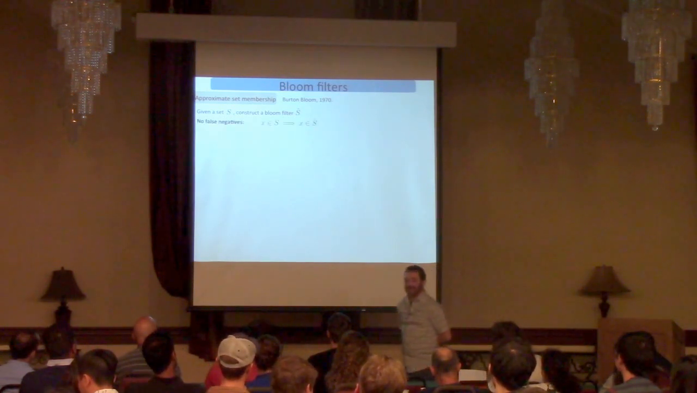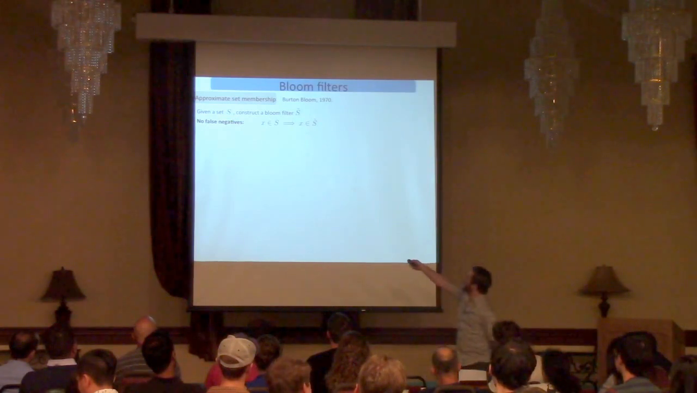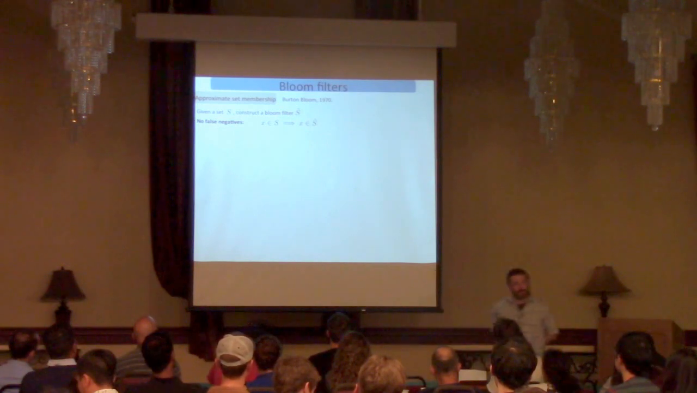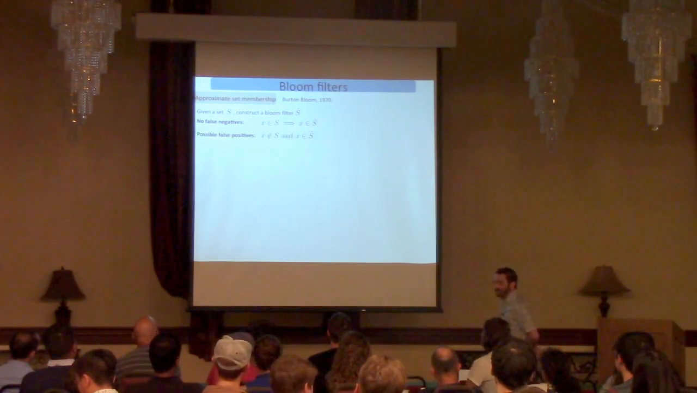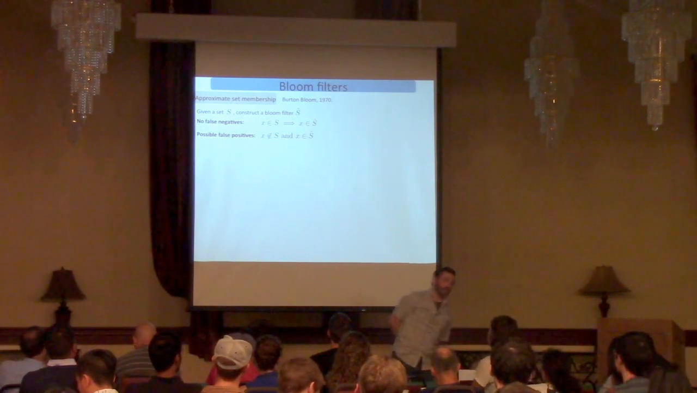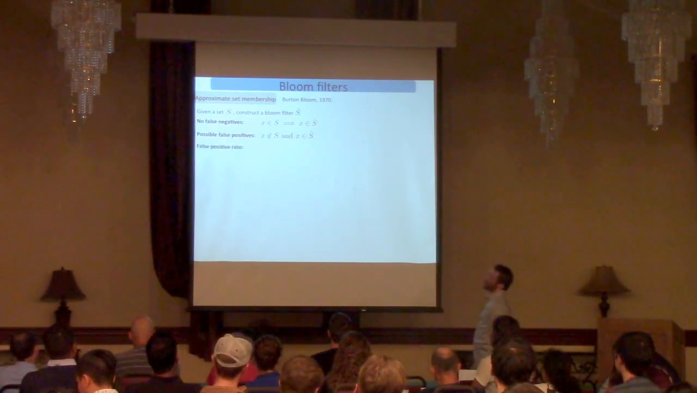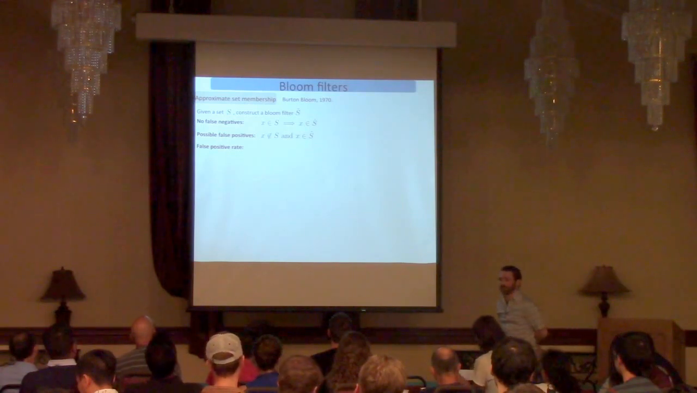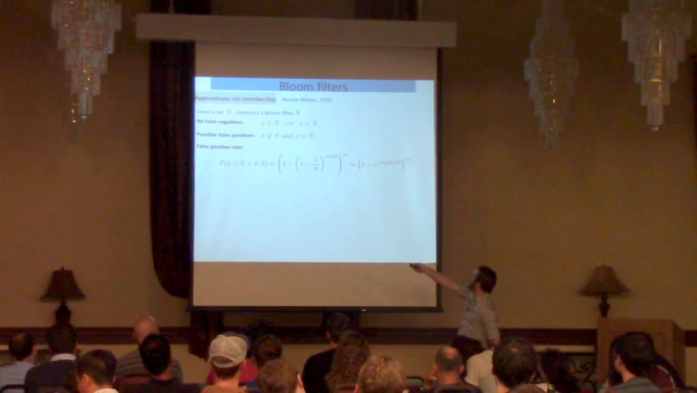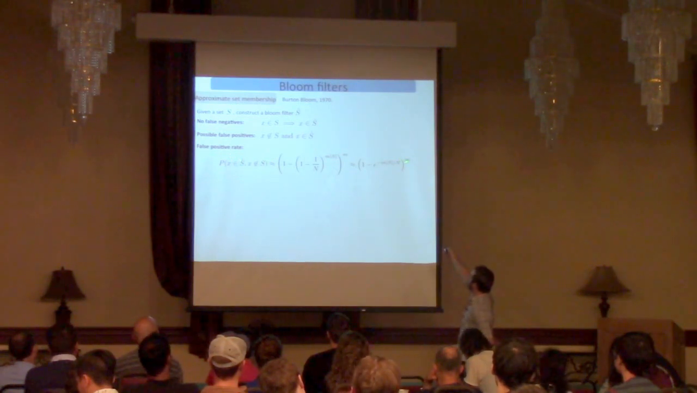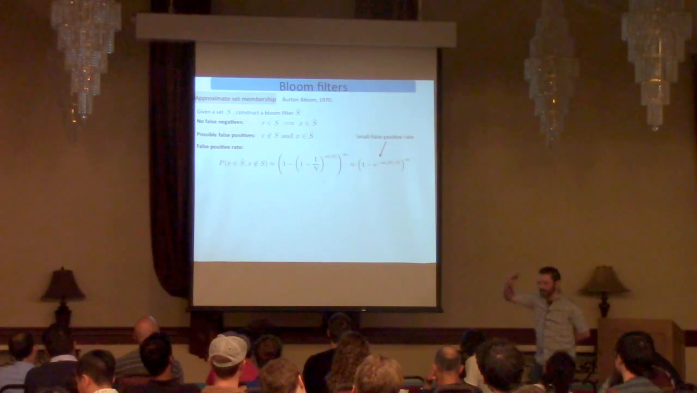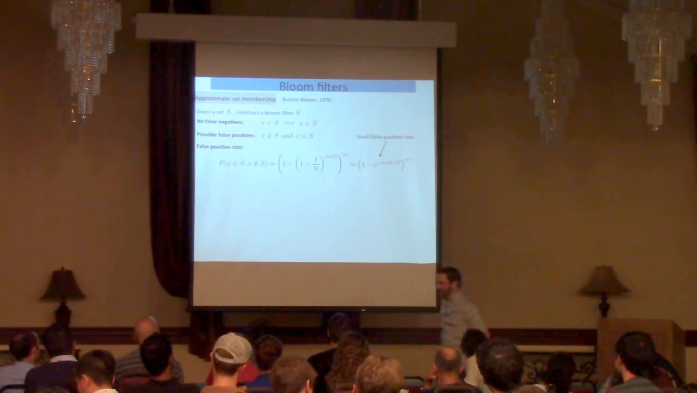You have no false negatives. So if you have an element in the original set, it's definitely going to be in your Bloom filter. But you have some small probability of false positives. So you have some element that wasn't originally in your set, but turns out to be in your Bloom filter. The cool thing is that you can characterize this false positive rate quite easily. The probability that you have a false positive is some expression involving parameters that are used to build this Bloom filter, and you can specify that and you can control it.